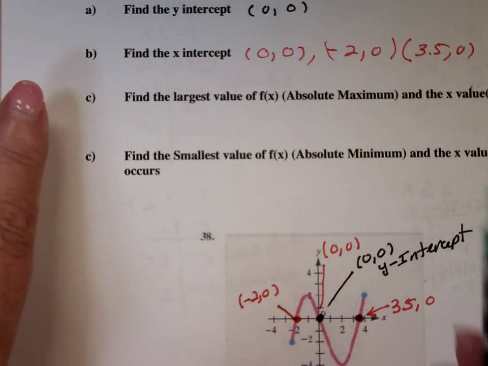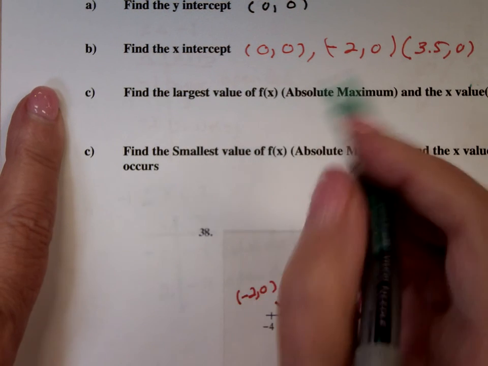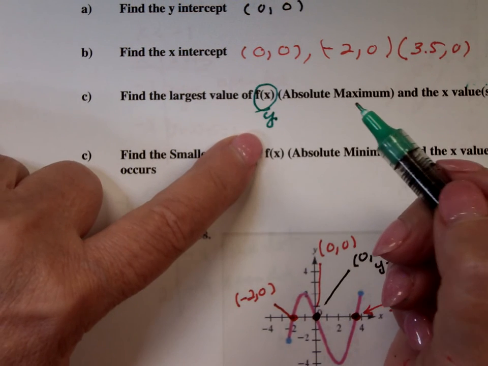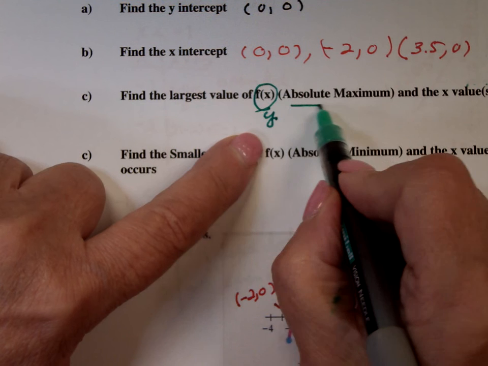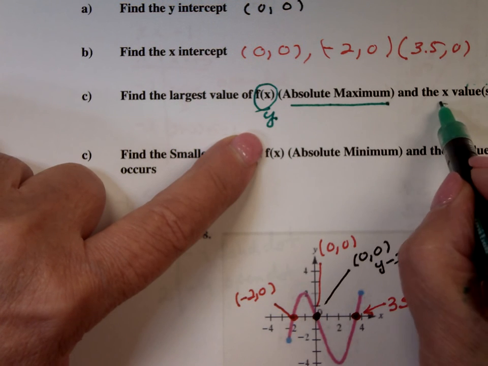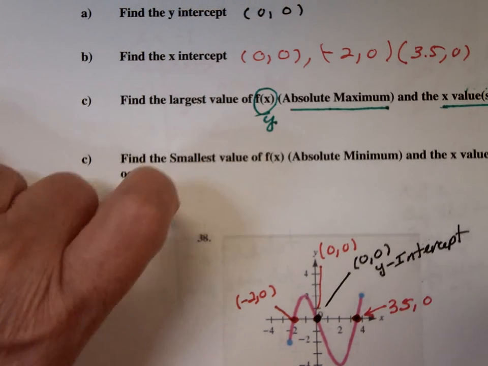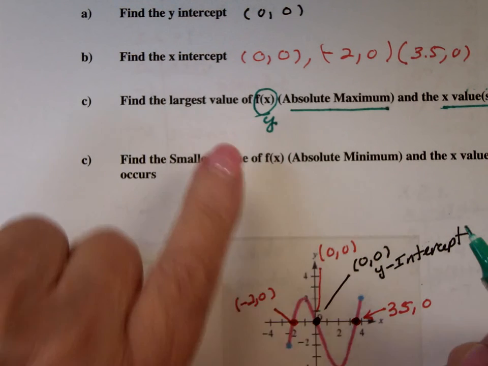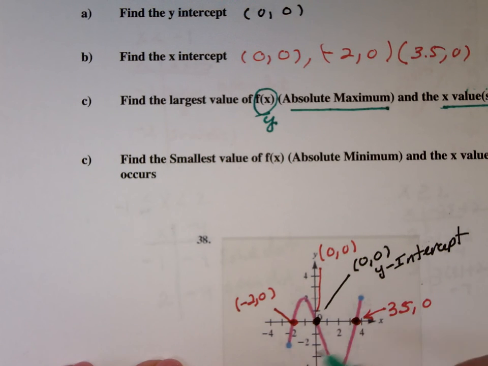Now, the largest value of f of x. f of x is just another name for y. The largest value of y, we call that the absolute maximum, and the x values where it occurs. Anytime you're looking at biggest, smallest, we're talking about y values, and it occurs at some x value. So, largest y value and where it occurs. Well, if I trace my graph, it looks like we got a big one here, and it's got the same value there.